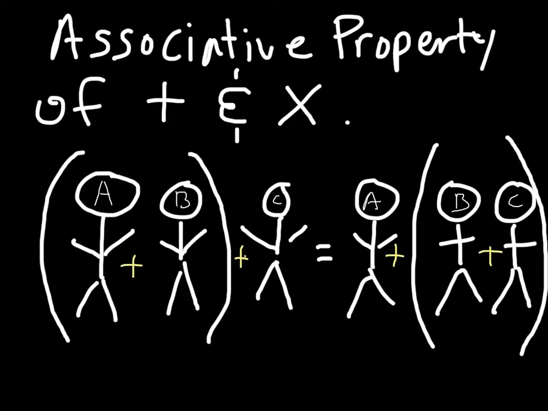Alright guys, the second property we're going to talk about is the associative property of addition and multiplication. If you look at the little diagram I made here, we have person A, B, and C, and no matter which way you group them, if you group A and B together first, like we see here, and then add C, that's going to be the same as grouping B and C together and then adding A. Either way you do this, you'll have 3 people when you're all said and done.